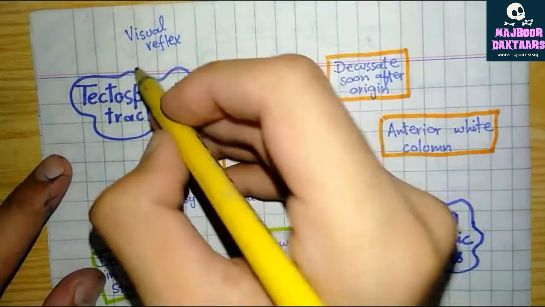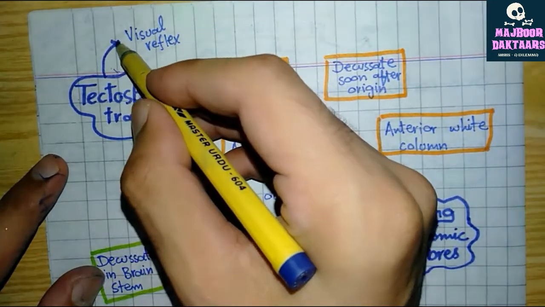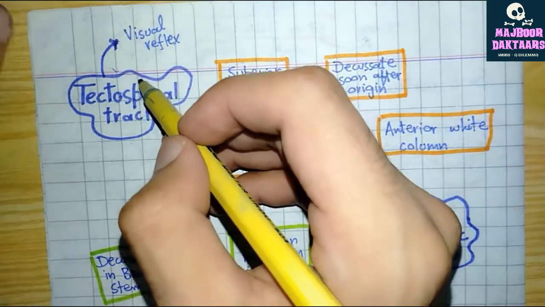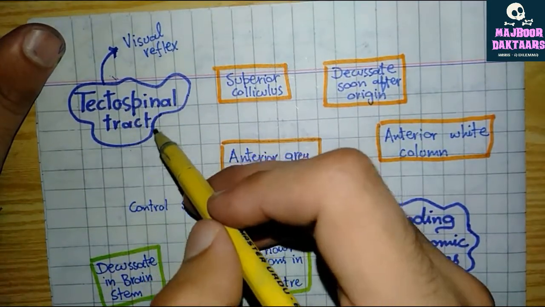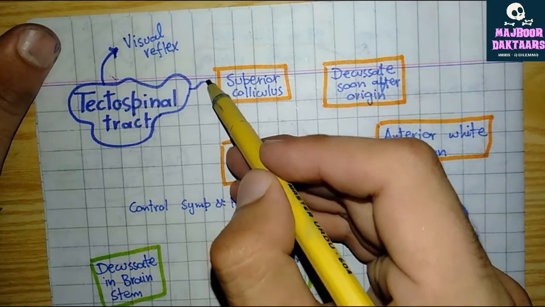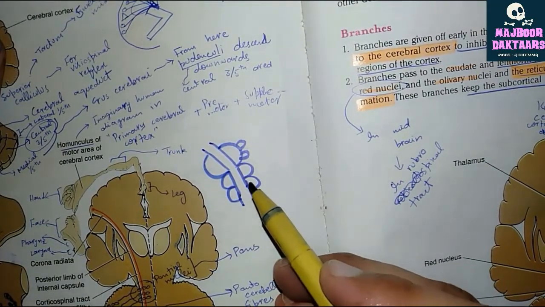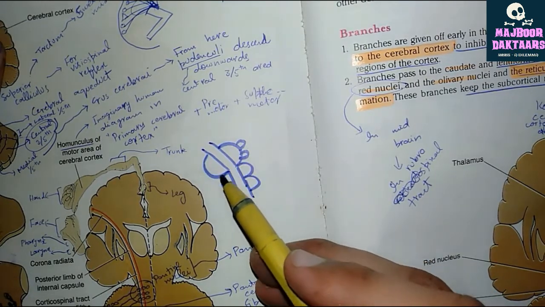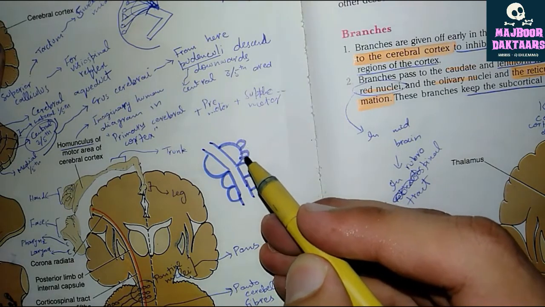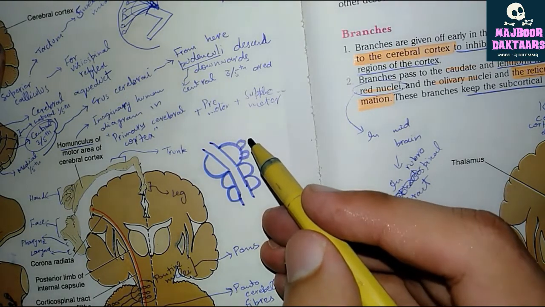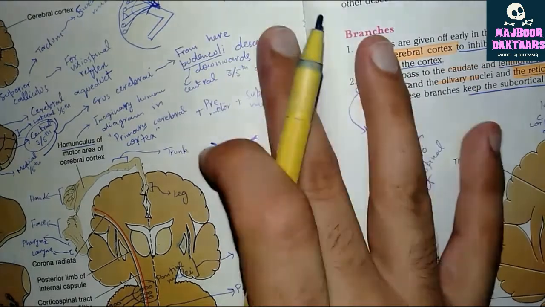Now the tectospinal tract. The tectospinal tract is involved in the visual reflex, that is, the movement of the eye along with the movement of the body. Movement of the body along with the movement of the eye. So the tectospinal tract arises from the superior colliculus. A simple diagram: medulla, pons, and this area is the midbrain. Now at the posterior aspect of the midbrain are two swellings known as the tectum. The upper one is known as the superior colliculus, and the lower one is known as the inferior colliculus.